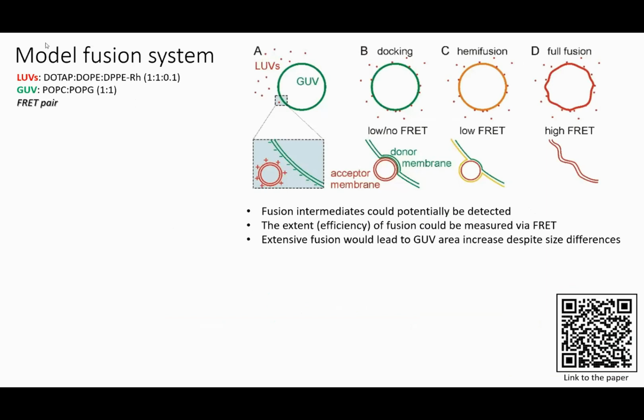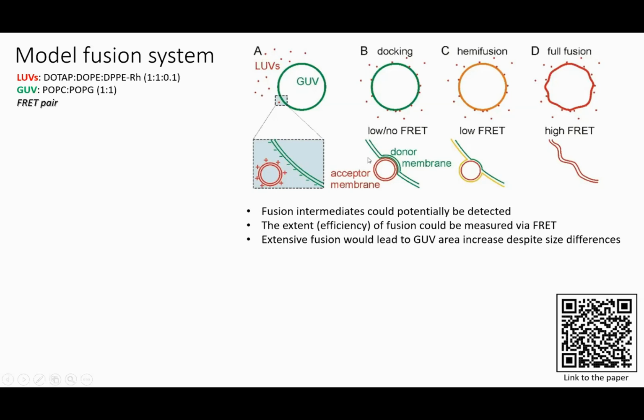This is the fusogenic LUV composition. So you have a lot of DOTAP, which is a positively charged lipid. And then you have the OPE, which is a cone-shaped lipid. And for the GUVs, we had green labeled GUVs that are negatively charged because you have POPG. And these two dyes form a FRET pair. So we adapt the typical FRET fusion experiment to GUV experiments.